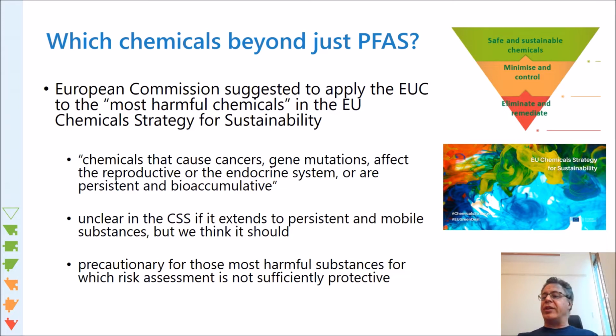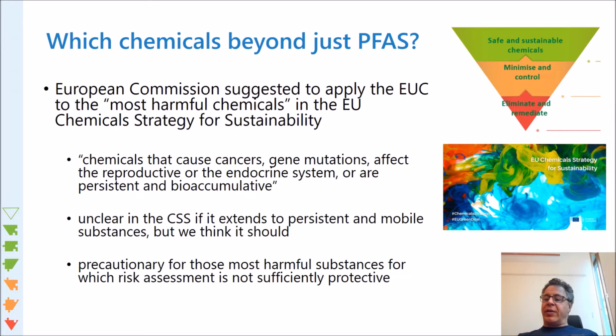In 2020, the European Commission published the European Union Chemical Strategy for Sustainability. In their strategy, the Commission suggested to apply the essential use concept. However, the Commission wanted to expand the concept beyond only PFAS to the most harmful substances, which presumably includes PFAS, but also a wider range of substances. Most harmful substances are described in the Chemical Strategy for Sustainability as chemicals that cause cancers, gene mutations, affect the reproductive or the endocrine system, or are persistent and bioaccumulative.